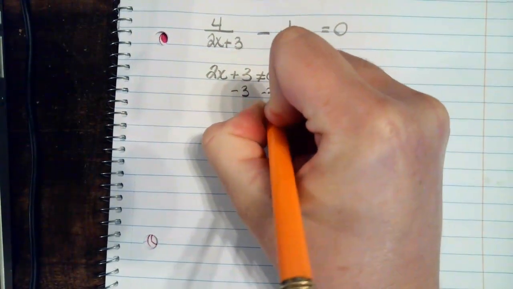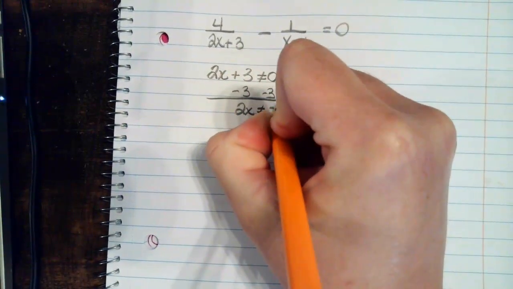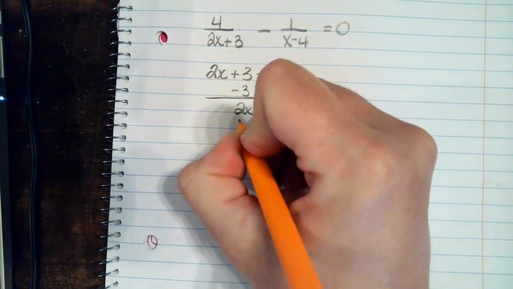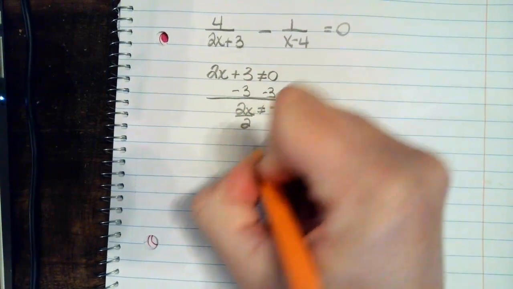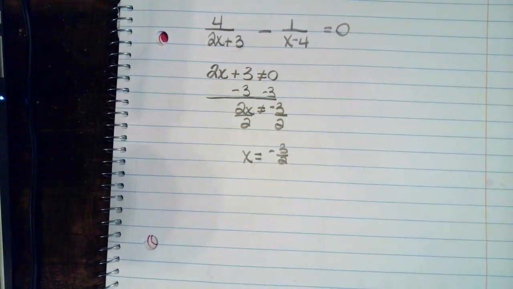So I'm going to subtract 3 from both sides. So 2x cannot equal negative 3. And then I'm going to divide both sides by 2. So x cannot equal negative 3/2.